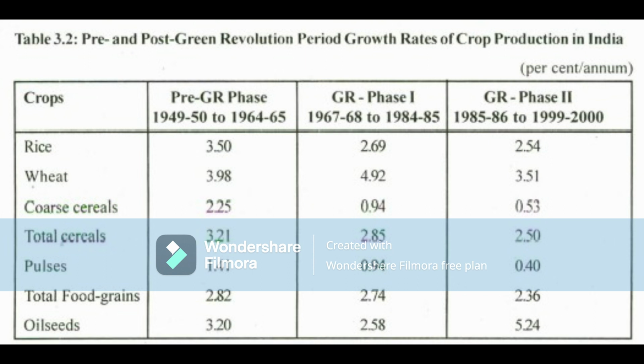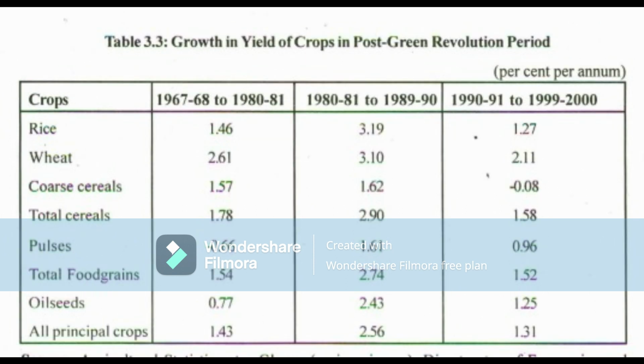Concerted efforts on the part of crop breeding programs and resource management aspects should be made to break the yield barriers. Another important feature has been a very low rate of growth in the yield of pulses and coarse cereals. It may have adverse nutritional implications. Table 3.2: Pre- and post-Green Revolution period growth rates of crop production in India. Look at the screen for table content. Table 3.3: Growth in yield of crops in post-Green Revolution period. Look at the screen for table content.